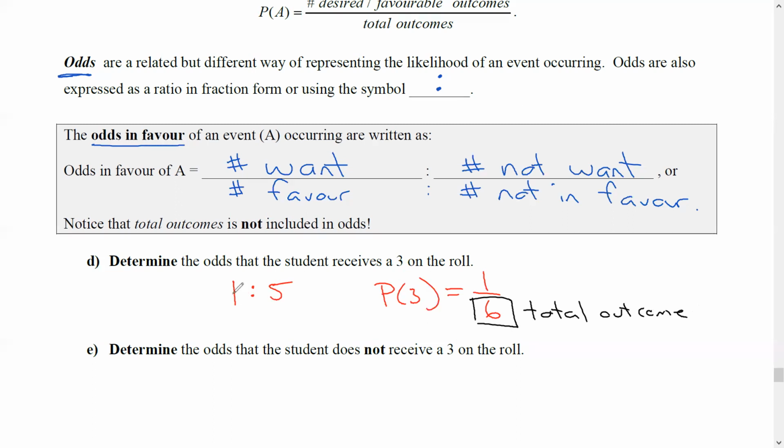In odds, I don't see the total. To get the total, I have to add these together to say there's 6 outcomes. Now, what I'm going to really suggest you do here to make your life, I don't know if it makes it a lot easier, but I found that it helps students not make mistakes. I'm just going to clear what I just did there.